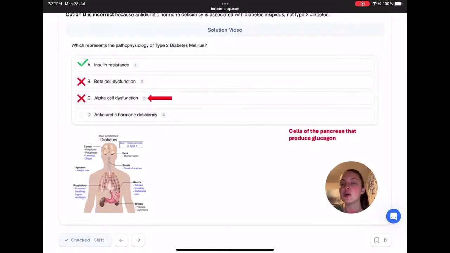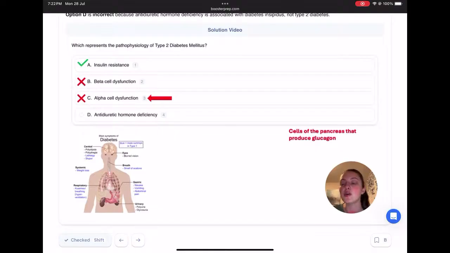Glucagon raises blood glucose levels by promoting the breakdown of glycogen, or the stored form of glucose in the liver, and it stimulates the release of glucose into the bloodstream. If these cells were dysfunctional, the body would not produce glucagon and would therefore be unable to increase blood glucose levels in times of stress, leading to life-threatening hypoglycemia.